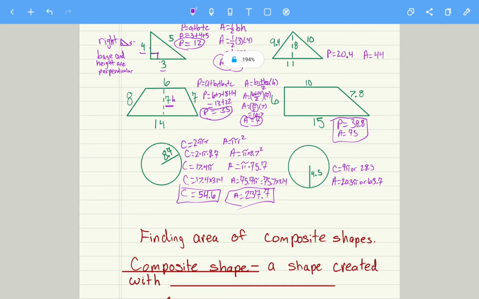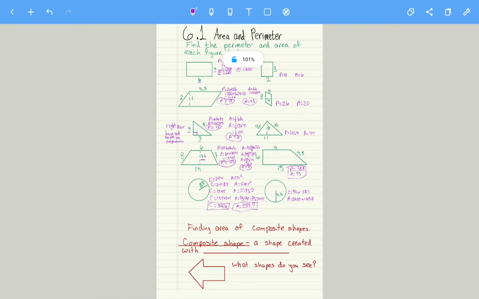Now go ahead, take a little break, maybe try a few practice problems for simple shapes, a few more, and then I'll see you in the next video where we talk about area of composite shapes.